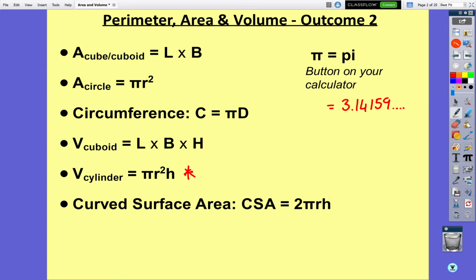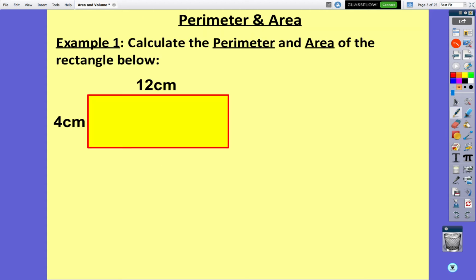So if you're ever unsure, flick back to this page and you'll be able to find the equation you're looking for. Okay, so first of all, fairly easy, perimeter and area, or area and perimeter. We've got a rectangle here. In general terms, as you look at it on the page, the horizontal is the length, and the vertical is the breadth. It really doesn't matter. Don't get yourselves worked up about doing them in the wrong order, because if you do 4 times 12 or 12 times 4 on your calculator, you get the same answer anyway.